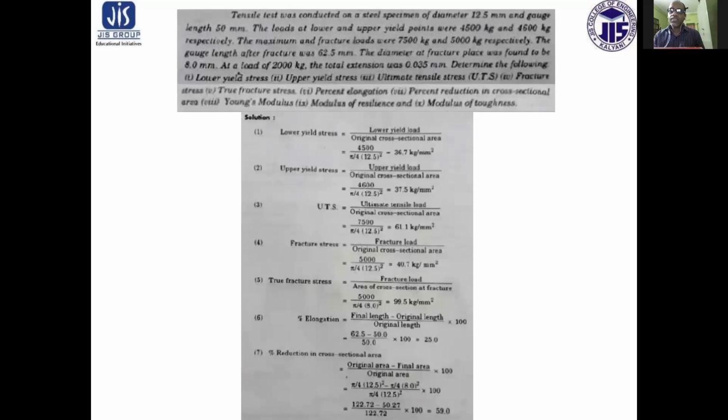So here is a problem that we need to solve. It is given that a tensile test was conducted on a mild steel specimen of diameter 12.5 millimeter and gauge length of 50 millimeter. The loads at lower and upper yield points were 4500 kg and 4600 kg respectively.